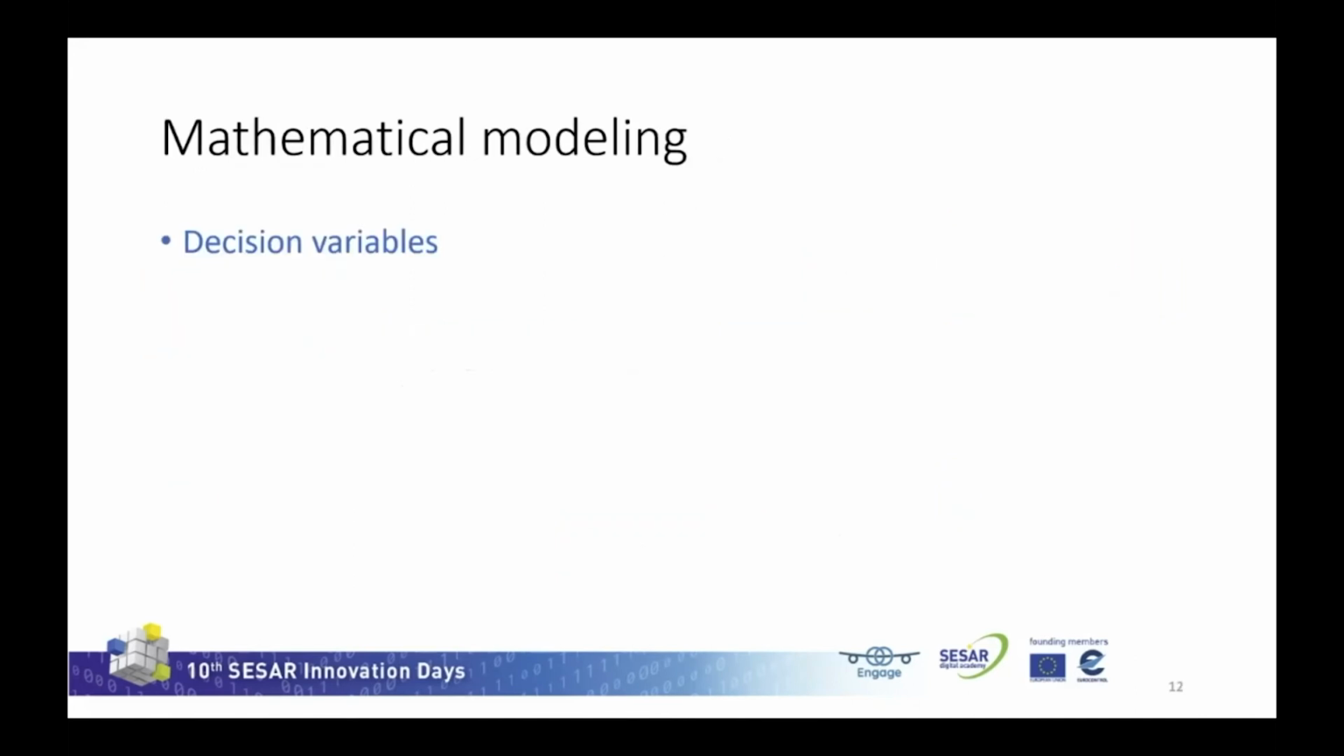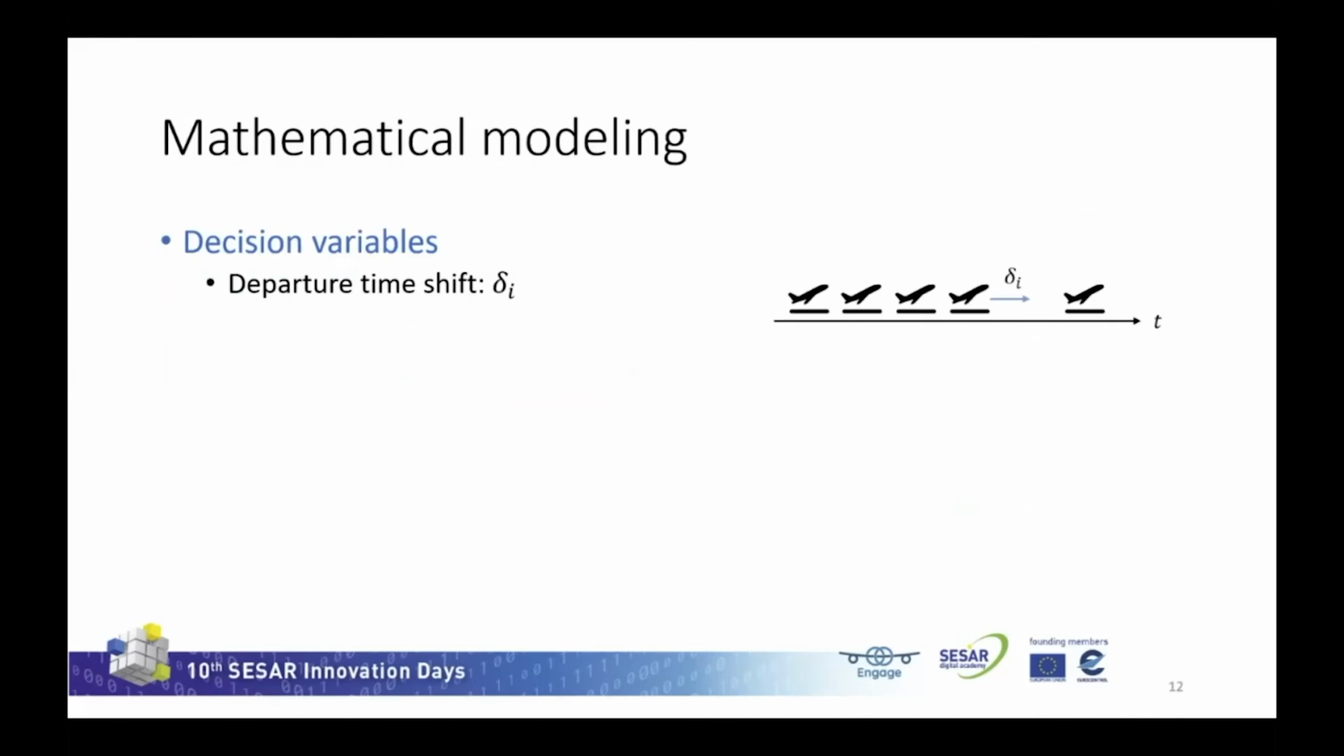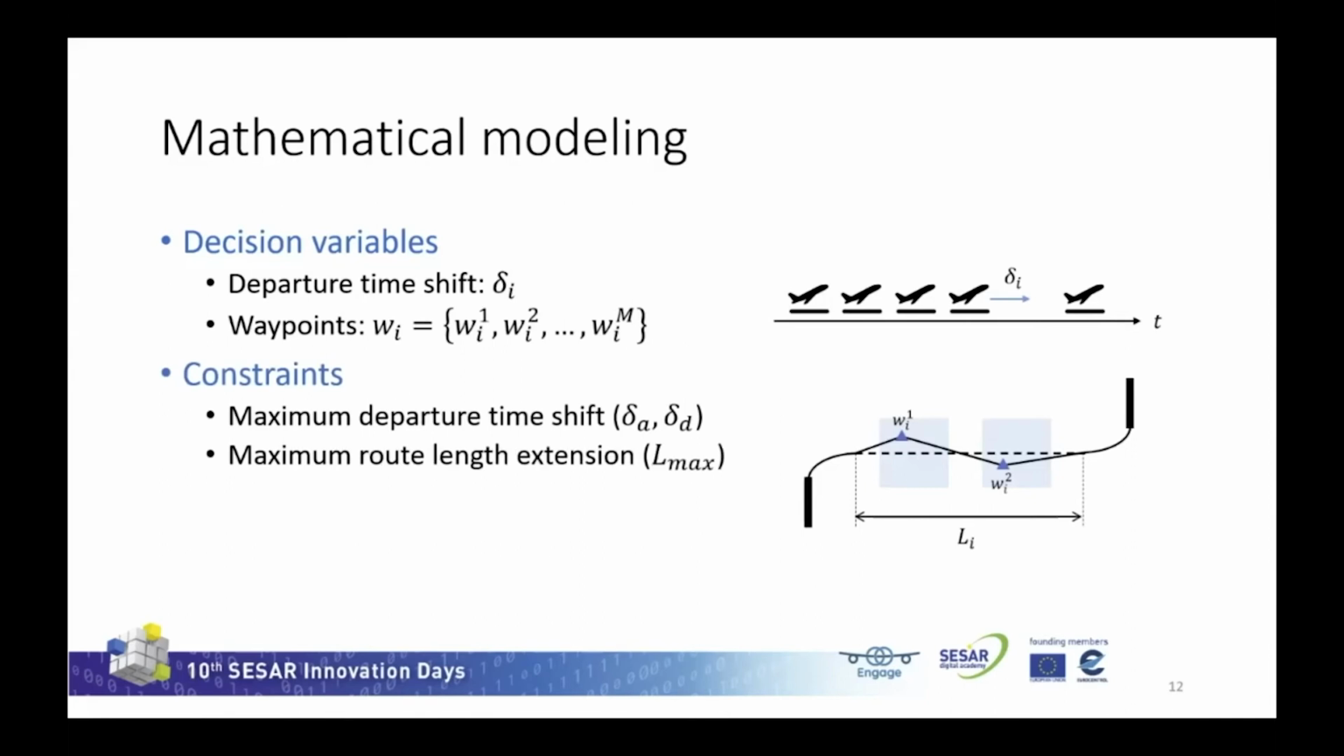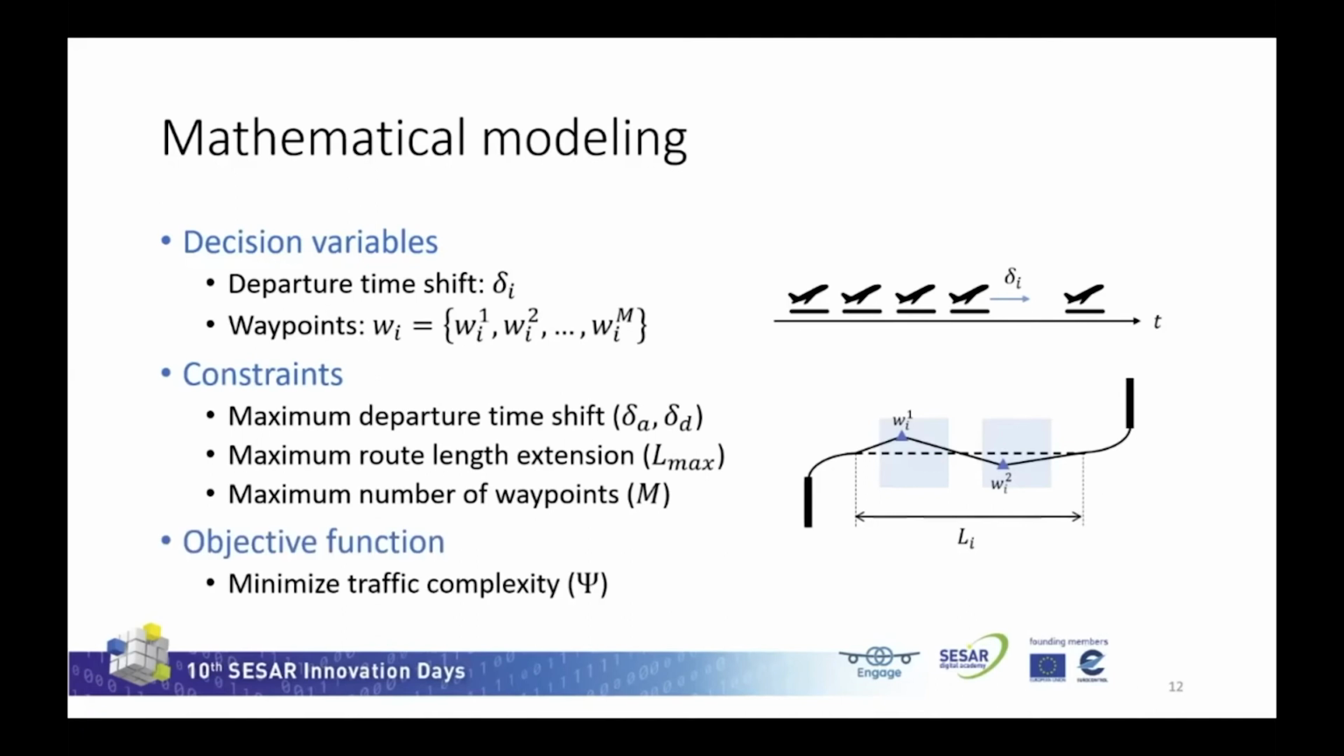To formulate the problem, our decision variables allow us to change the departure time and reroute the traffic using waypoints. And constant variables are the maximum departure time that we can shift within the maximum advance or delay time, the maximum route length that aircraft can deviate from the flight route, and the maximum number of waypoints to build the alternative route. And the objective function is to minimize the traffic complexity.